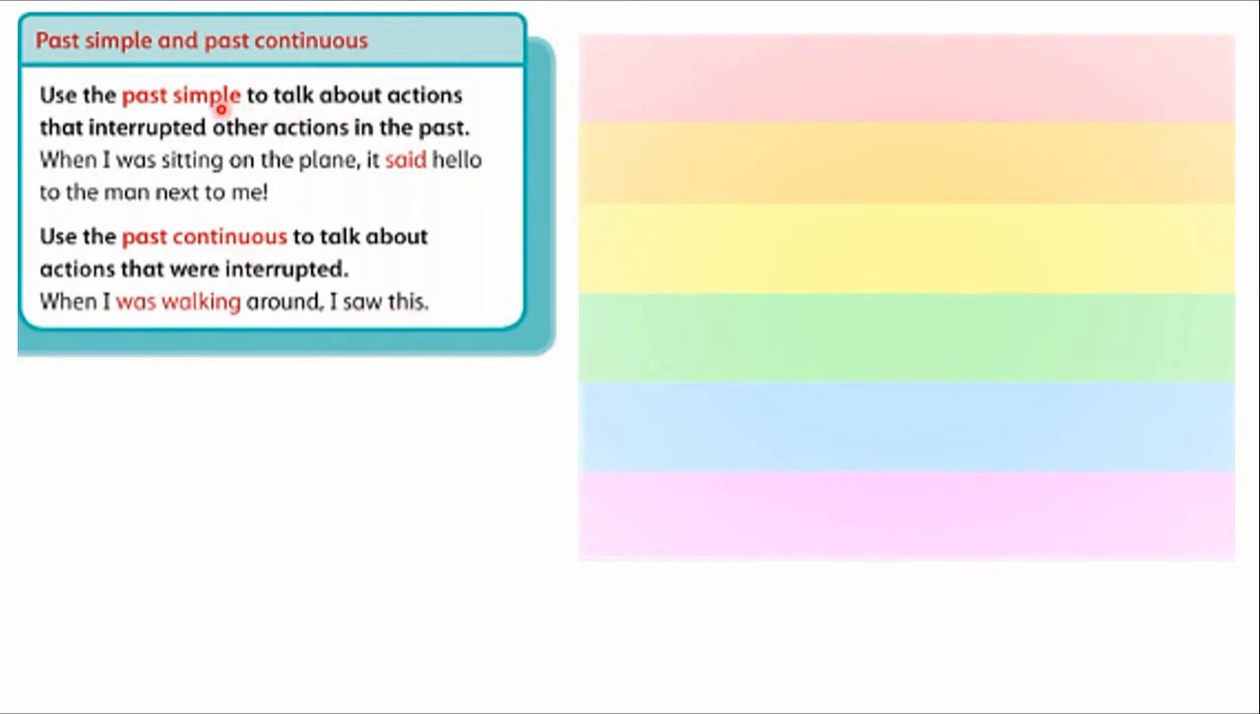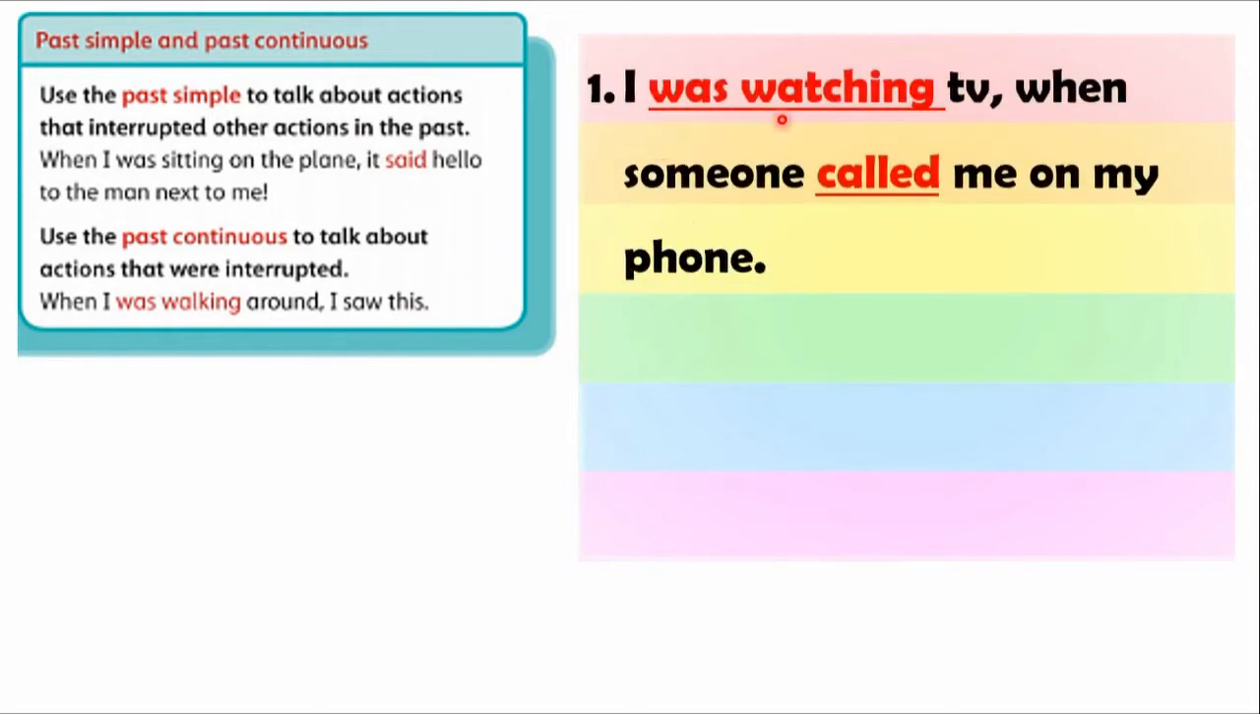Let's look at more examples. I was watching TV when someone called me on my phone. Was watching here is an example of past continuous. Called is an example of past simple.